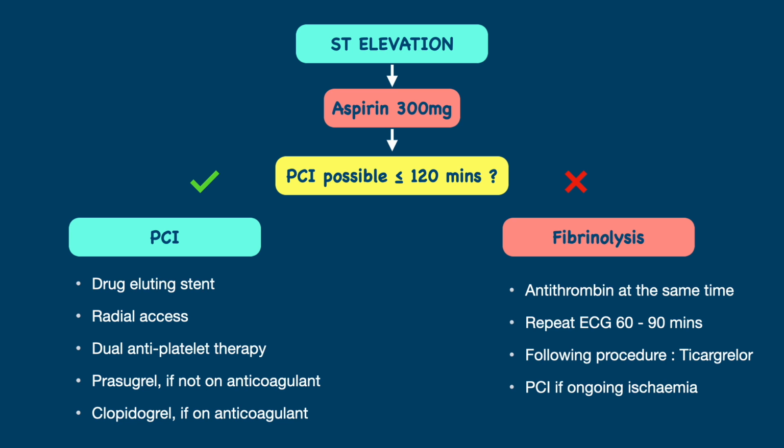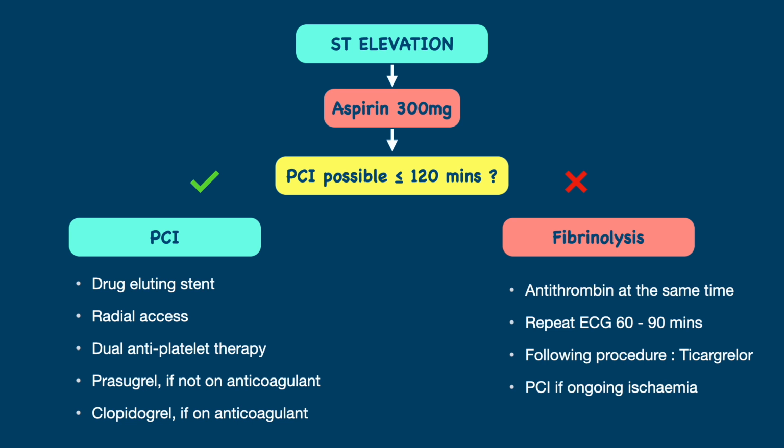Fibrinolysis used to be the only form of coronary reperfusion therapy available. However, it is used much less commonly now given the widespread availability of PCI. Patients undergoing fibrinolysis should also be given an antithrombin drug. An ECG should be repeated after 60 to 90 minutes to see if the ECG changes have resolved.